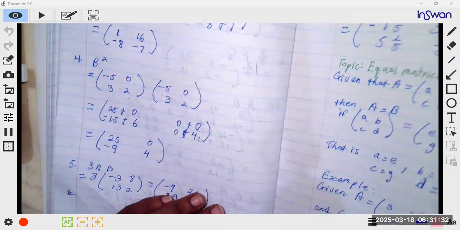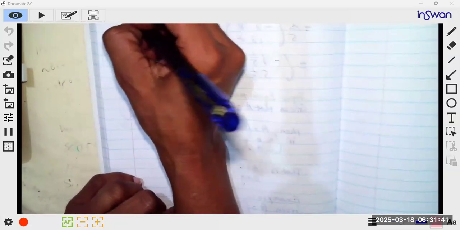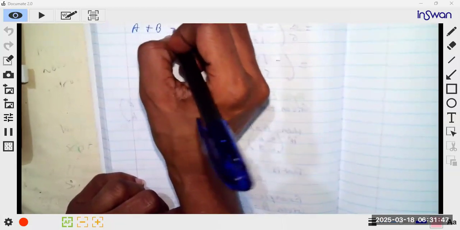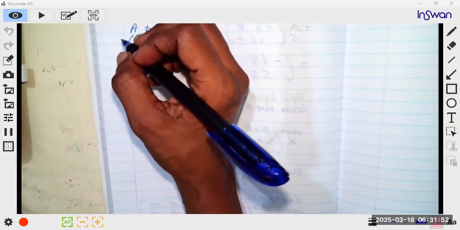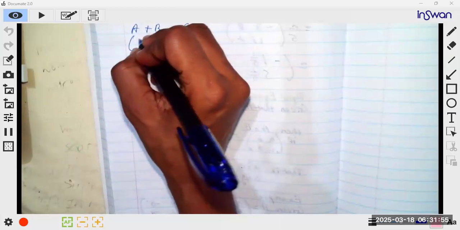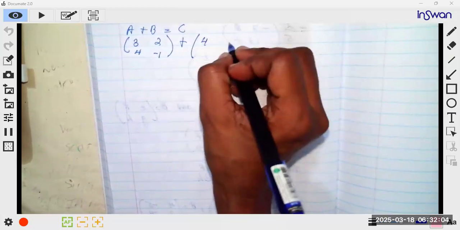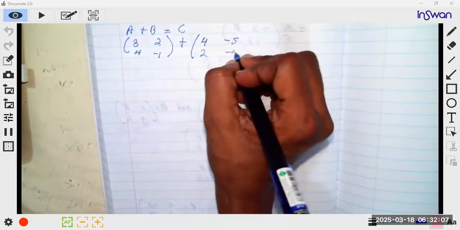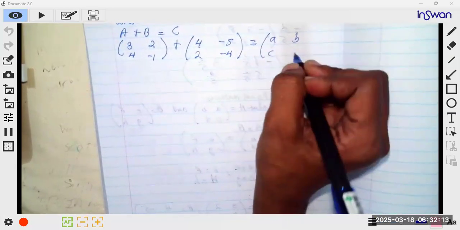So here now we have A plus B is equal to C. So you tell me what is the value. So here we are going on to our solution. So you are starting at A plus B equal to C. What is matrix A? Matrix A is [3, 2; 4, minus 1]. What is matrix B? Matrix B is [4, minus 5; 2, minus 4]. And what is matrix C? Matrix C is [A, B; C, D].